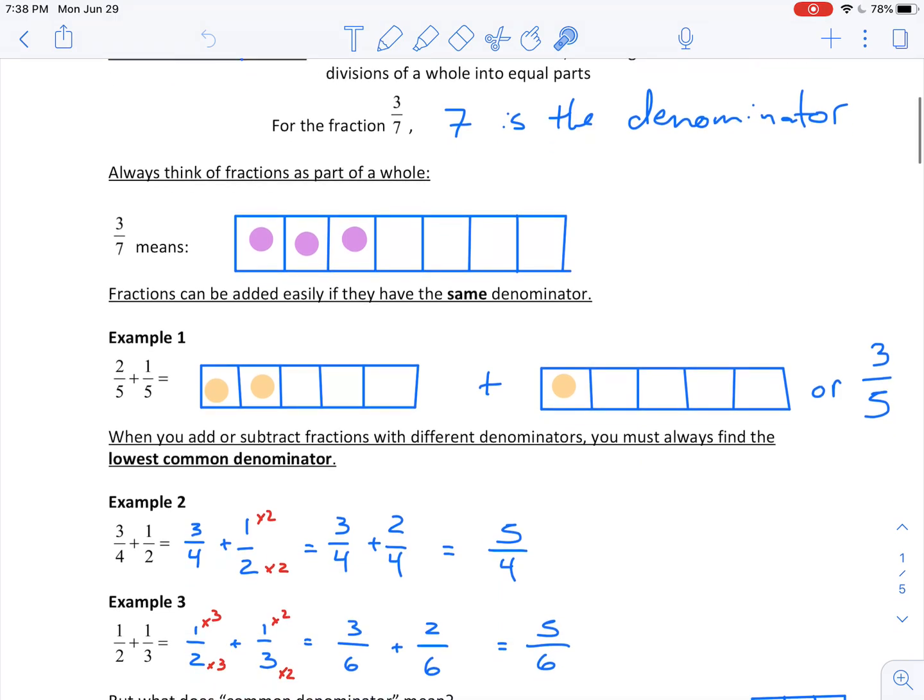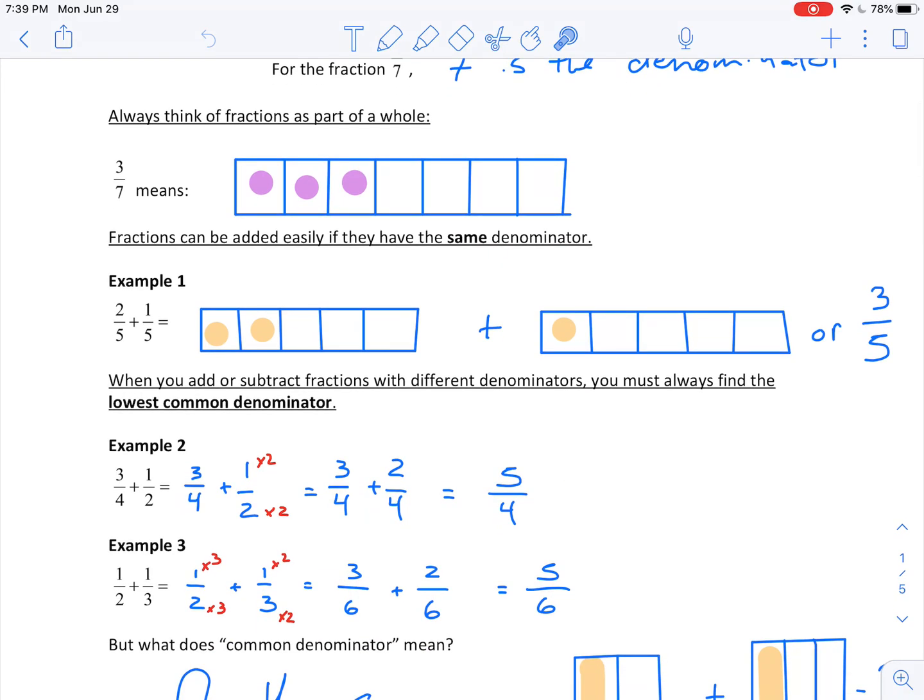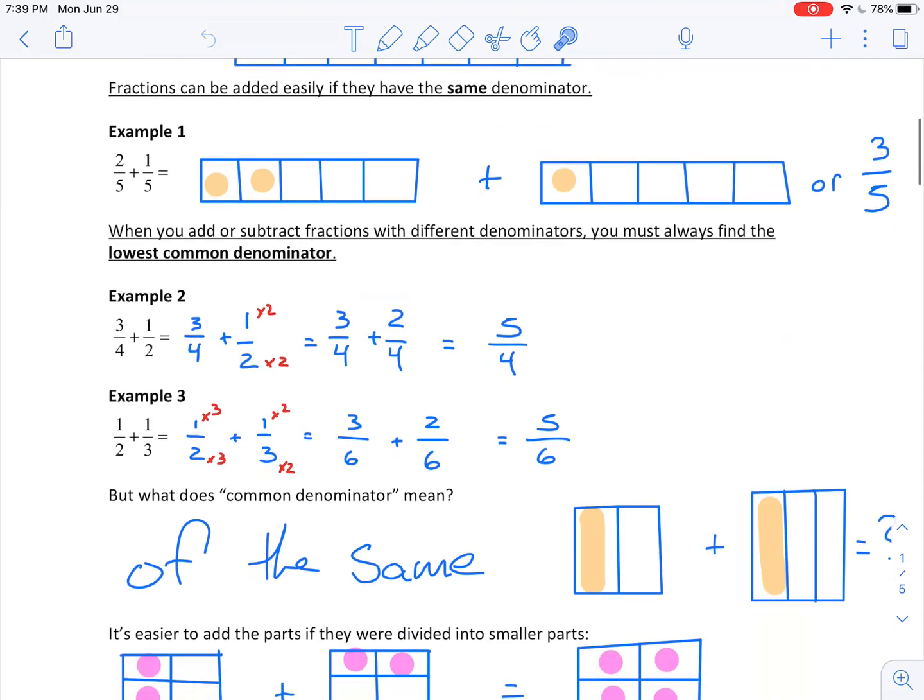7 parts. Fractions can be added easily if they have the same denominator, right? So they have the same amount, or they're of the same whole. So I have 2 over 5 plus 1 over 5. Well, my one box here is of 5, right? There's 5, 1, 2, 3, 4, 5. 2 of them are filled. And the other, I have 1 inside 1, 2, 3, 4, 5. So 1 of 5. So when I have 2 plus 1 and both are of 5, I end up getting 3 over 5.